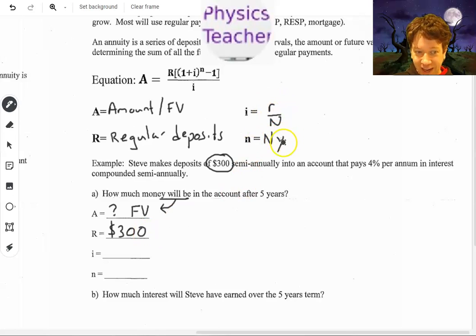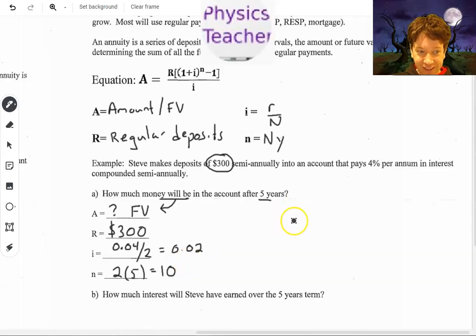I, which is r over n. So r is our interest, but change it to a decimal. So we have 0.04 divided by how many times per year? Well, since it is semi-annually, it's going to be twice per year, which would be 0.02. And lastly, n, right? That's number of times per year, which is 2, times the number of years, which is 5. So little n is going to be 10.